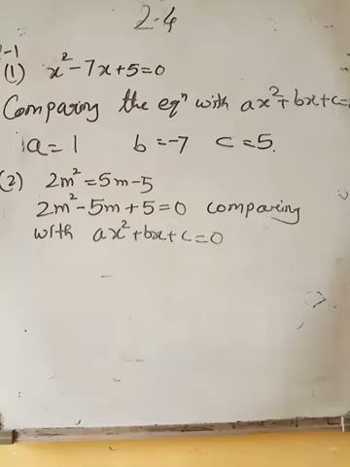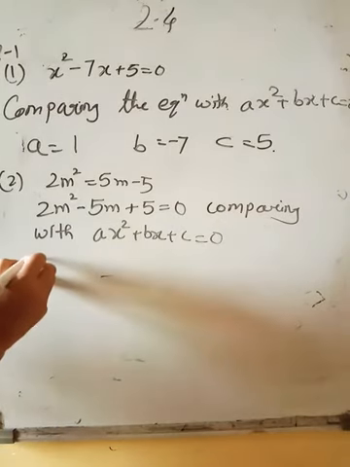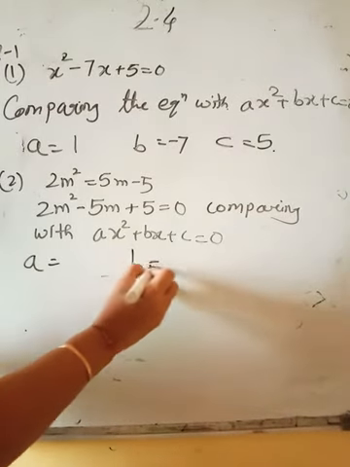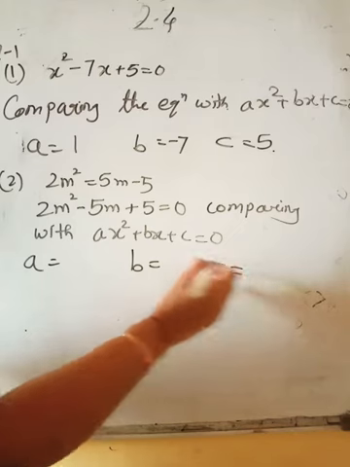You can check on page number 40, first solved example. In that they have done the comparison where m is the variable, they have compared with ax square plus bx plus c equal to 0. So even I am also writing ax square plus bx plus c equal to 0. Okay. So now do the comparison and let me know the value of a, b and c.